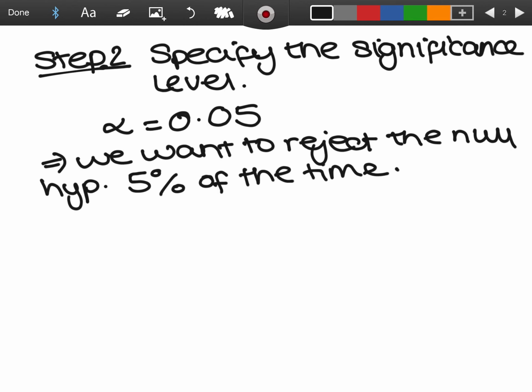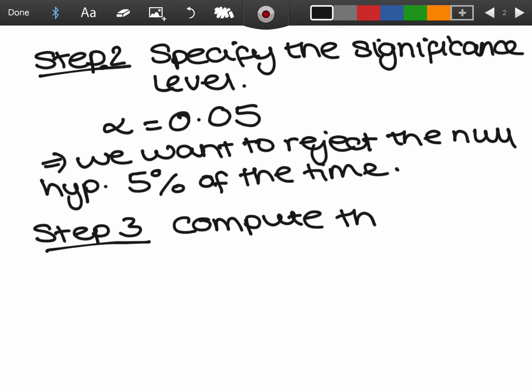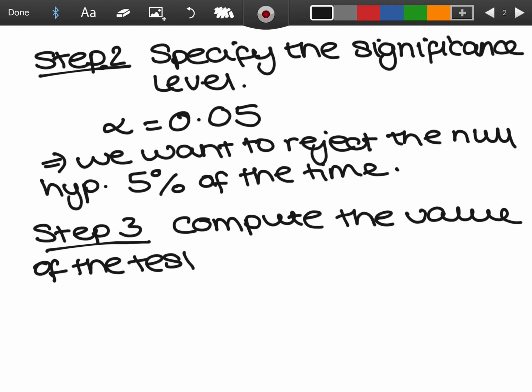Step 3 says that we need to identify the appropriate test statistic and compute its value. So we need to compute the value of the test statistic. The question is, what is the test statistic? Okay, so in this case, depending on whether your standard deviation for the population is known or unknown, your test statistic is going to be slightly different, okay?